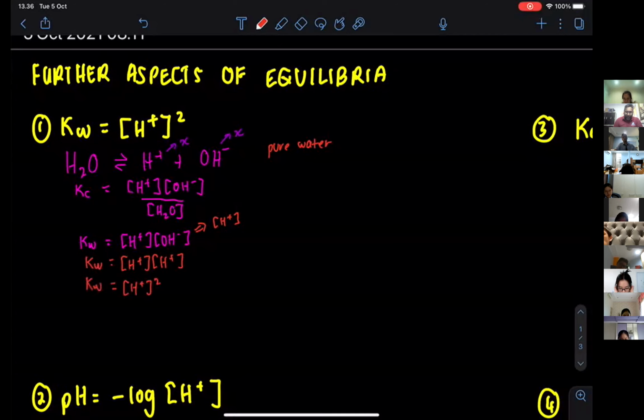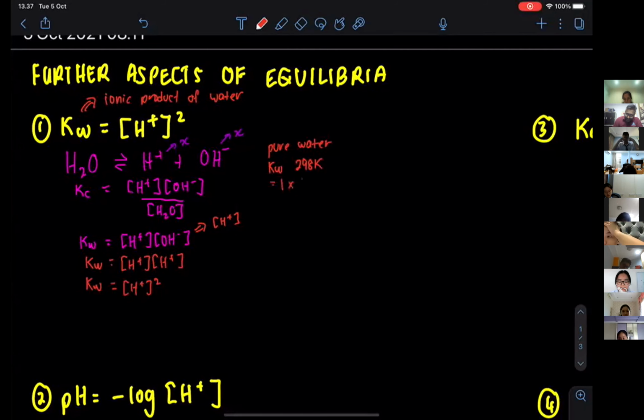So what is Kw? Kw is known as the ionic product of water. This ionic product of water is the same as Kc in that it is not affected by other factors. It is only affected by temperature. Pressure, catalyst, concentration are not going to change the value of Kw. They have found out that the Kw for pure water at 298 Kelvin is 1 times 10 negative 14.